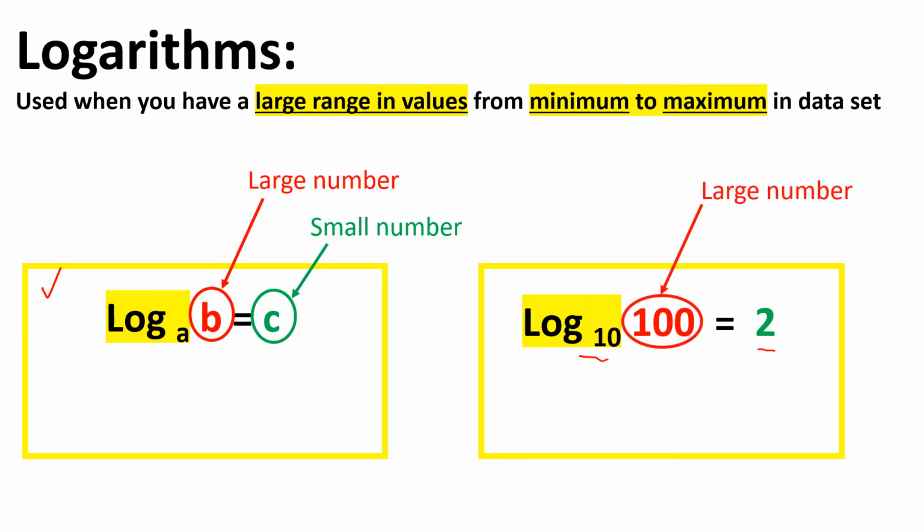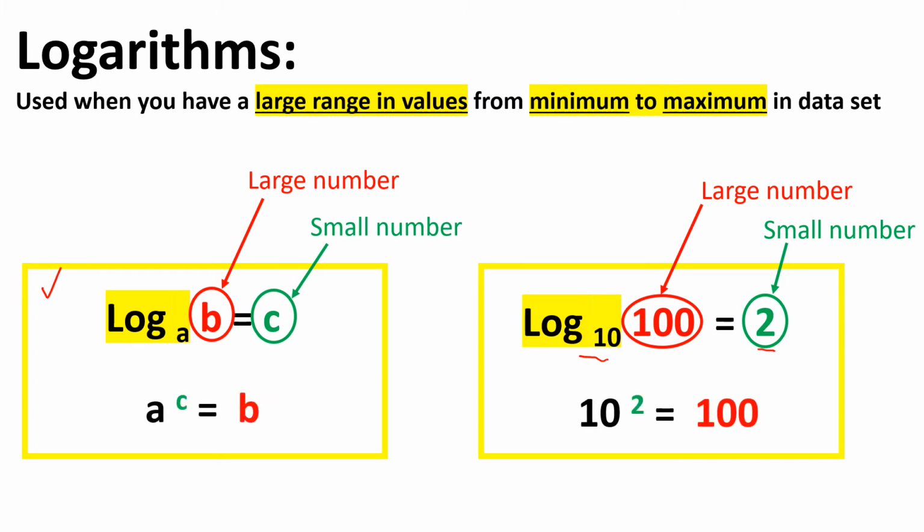Okay, so we've got a big number that we want to convert to a smaller number, and log to the base 10 of 100 will give us 2. Another example might be log to the base 10 of 1,000 would give us 3, or log to the base 10 of 10,000 would give us 4, because 10 to the power 4 is 10,000.